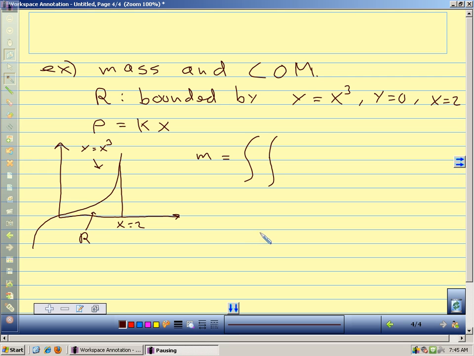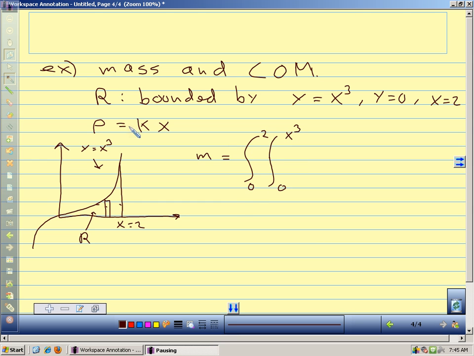You want to do horizontal? It really doesn't matter. Oh, I'm at vertical. We want to do vertical. Change our mind. Okay. It's about the same either way. So y equals 0 to x to the third, x equals 0 to 2.